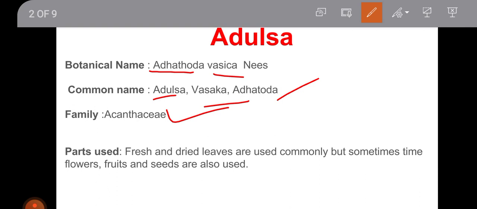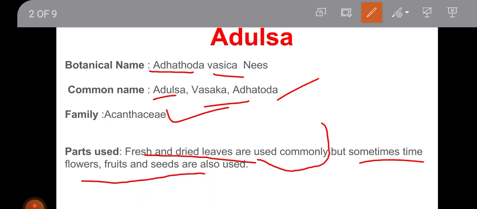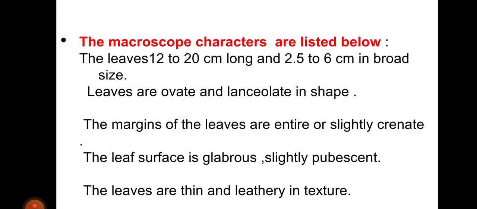For your kind information, the plant parts which contain the active principles are the fresh and dried leaves, which are used commonly. But sometimes the flowers, fruits and seeds are also used. But most of the time, commonly the fresh and dried leaves of the Adulsa plant are used. You have to keep that in mind.